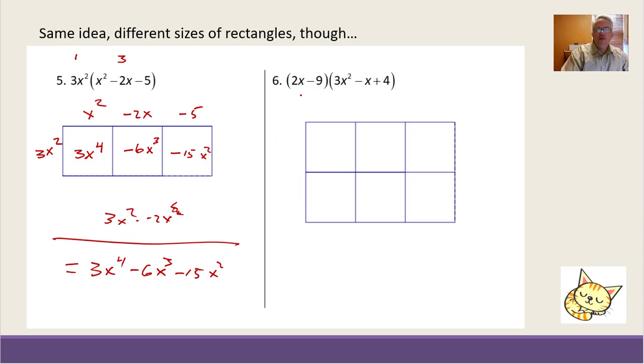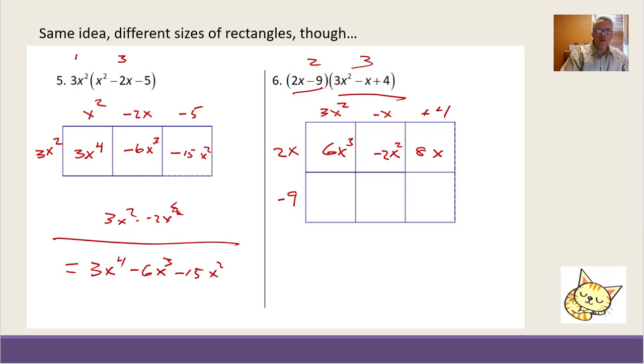Last one. We have a binomial times a trinomial. 2 terms times 3 terms, so we need a 2 by 3 rectangle. So I'm going to put 2x minus 9 here, and 3x squared minus x plus 4 there. So this would be 6x cubed minus 2x squared. 2x times 4 is 8x.